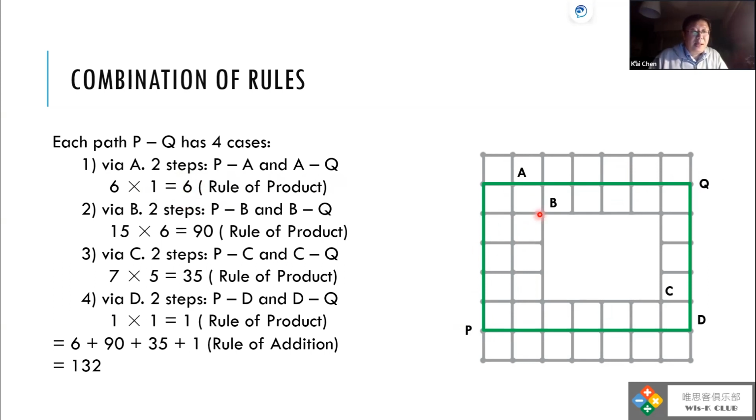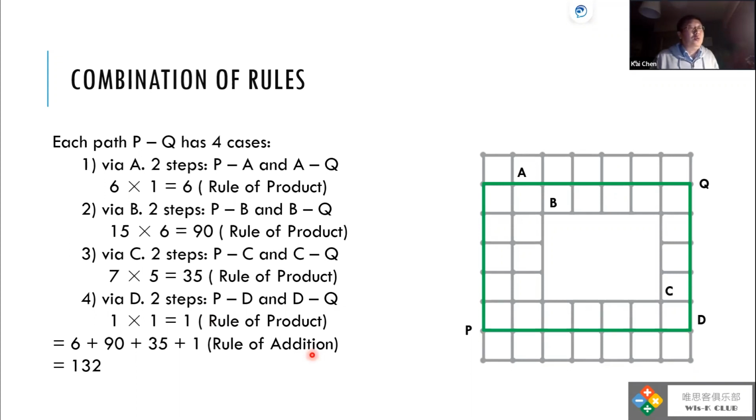And now we're counting the second case, the path through B. If the postman gets to Q via B, then we count from P to B and B to Q. By similarity, we have 15 passes from P to B and 6 passes from B to Q. So in total, there are 90 passes. We do the same for C and D. And at the end, we use the rule of addition.